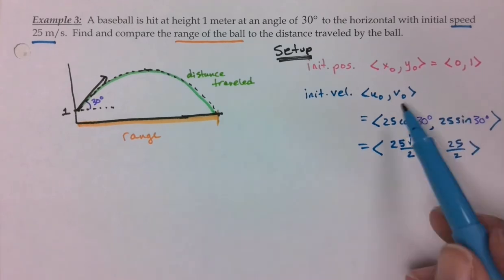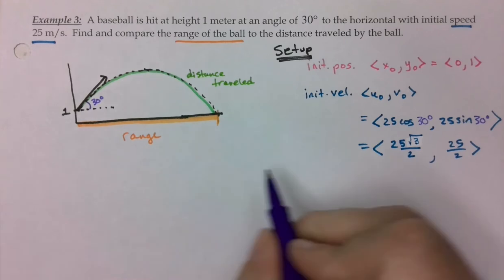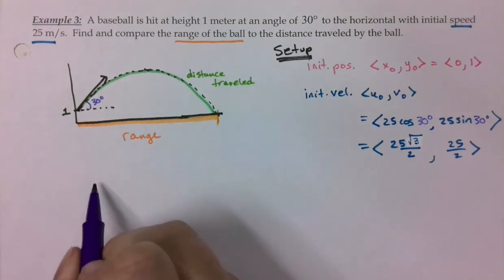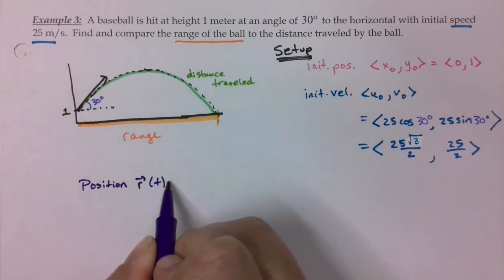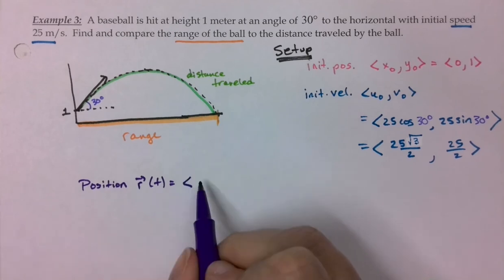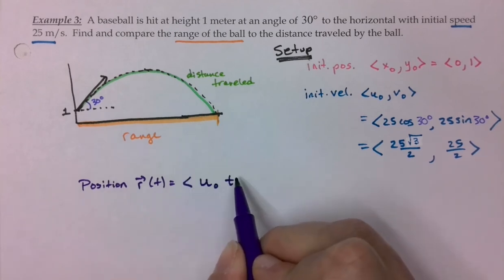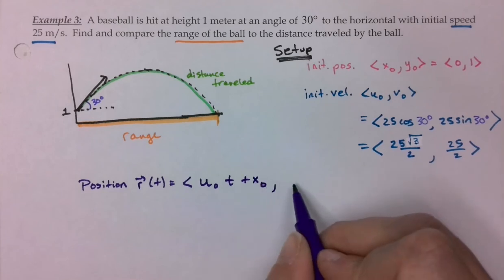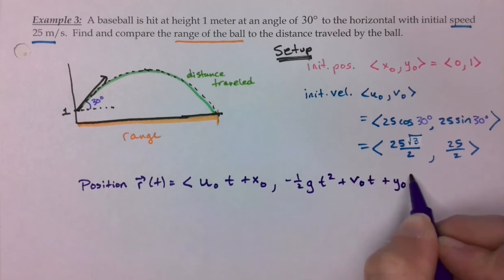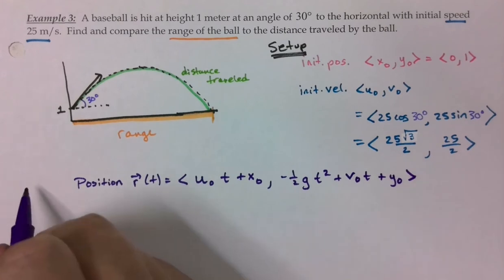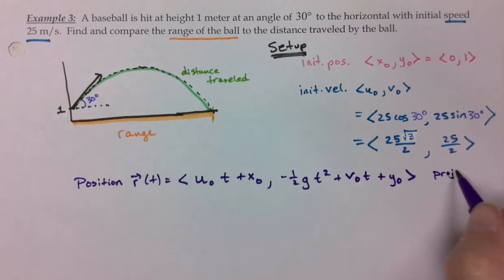Okay, so we've got our initial velocity. We have our initial position, so we can use those to create our position function. So the position vector valued function would be r of t is equal to, I'm just going to remind us all of the formula that we learned for this. It's u0 t plus x0, and then negative 1/2 g t squared plus v0 t plus y0. That's the projectile motion formula. We learned this before, in a previous section.